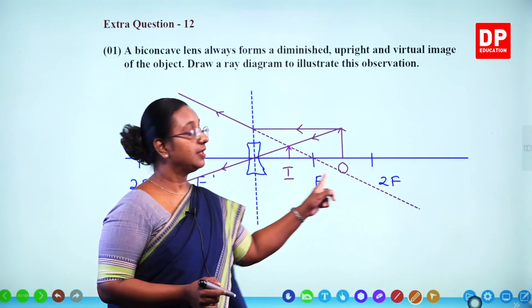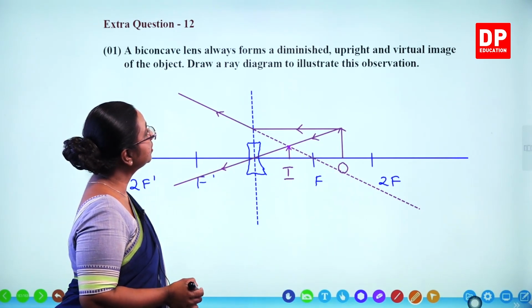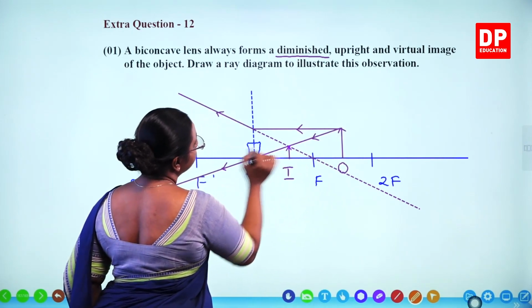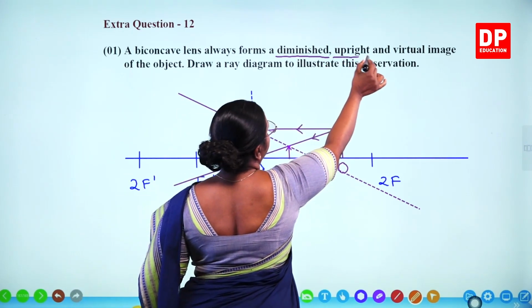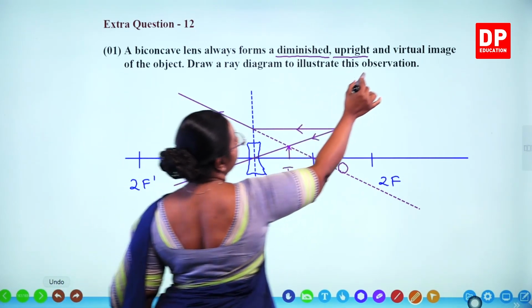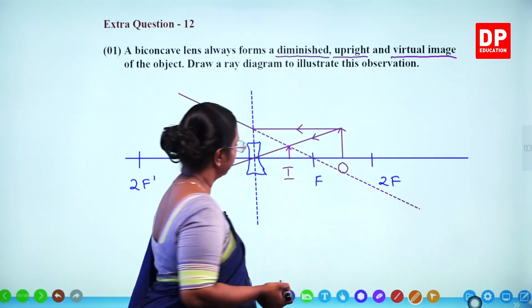We have the object here, and the image. Now can you show this? It's diminished. See the size of the object and the image. It's upright. Yes, it is upright. And also it's virtual. Why?